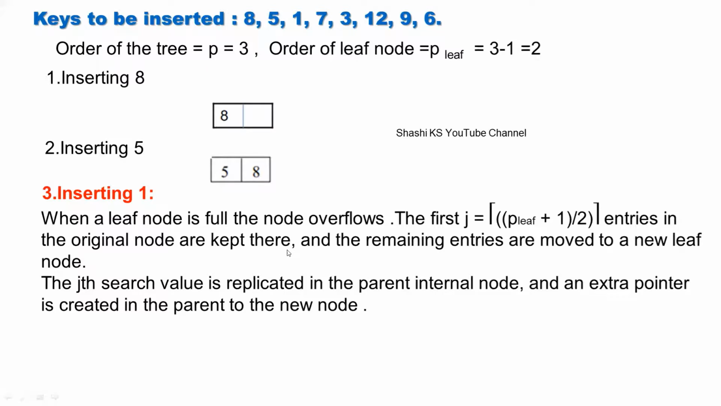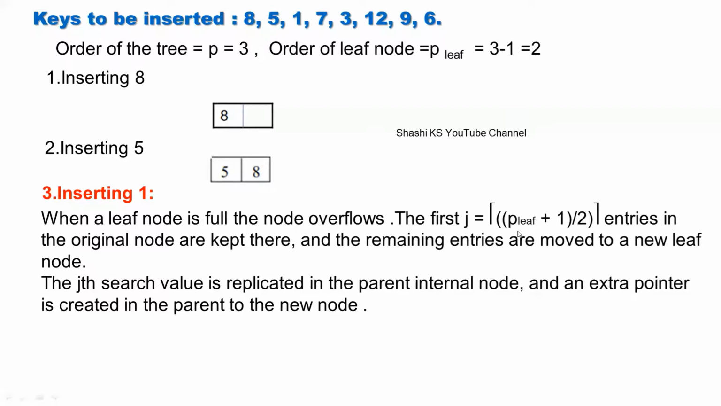There is a rule to follow whenever your leaf node is full and you have to split it. You have to find a value called J. The formula for finding J is the ceiling of the order of the leaf node plus 1, divided by 2. That many entries have to be kept in the original node, and the remaining entries have to be moved to a new leaf node. Here the order of the leaf node is 2, so 2 plus 1 is 3, 3 divided by 2 is 1.5, and the ceiling of 1.5 is 2. So the value of J is 2.